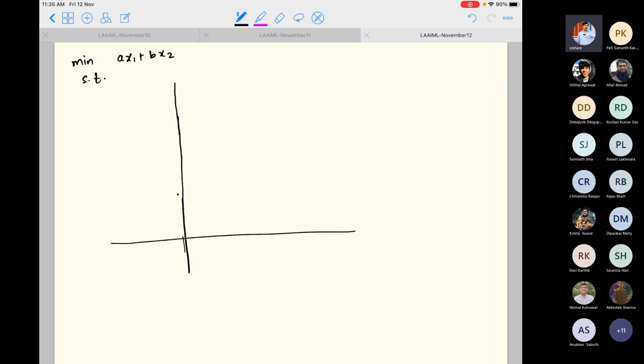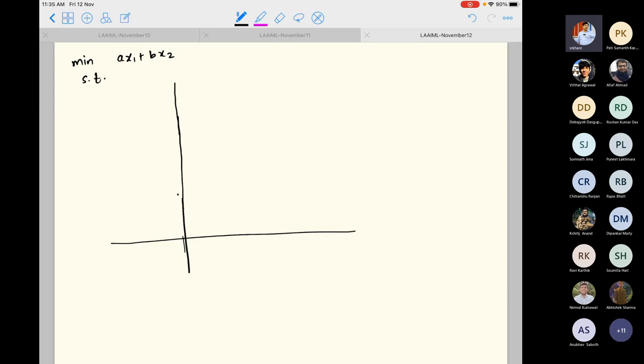So how will you move in the direction of minimum from inside to boundary? The equation of the objective function gives us a line, and perpendicular to that line. Correct. So basically what you're saying, I'll try to draw that now.